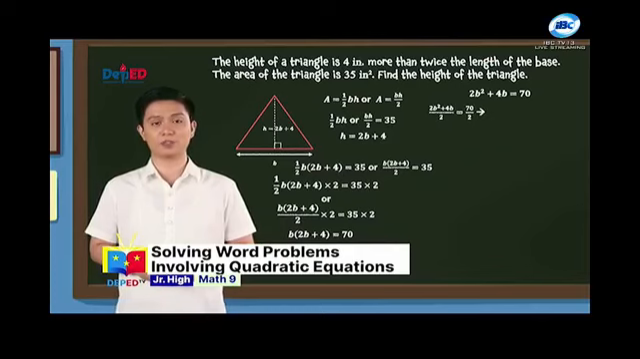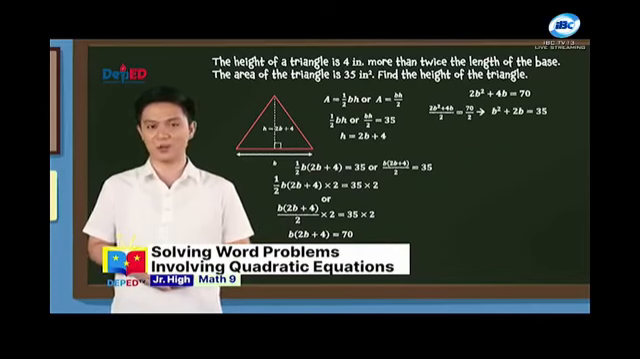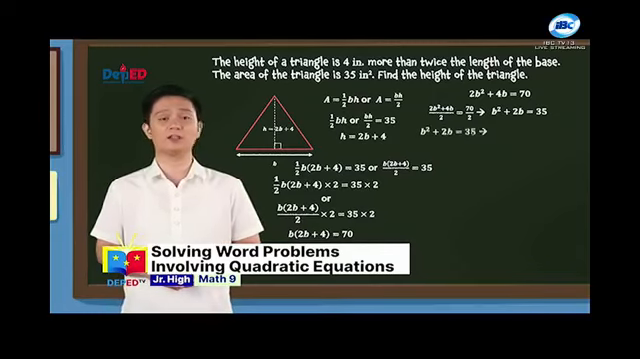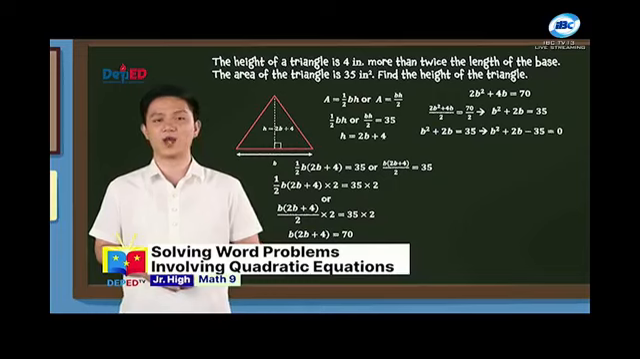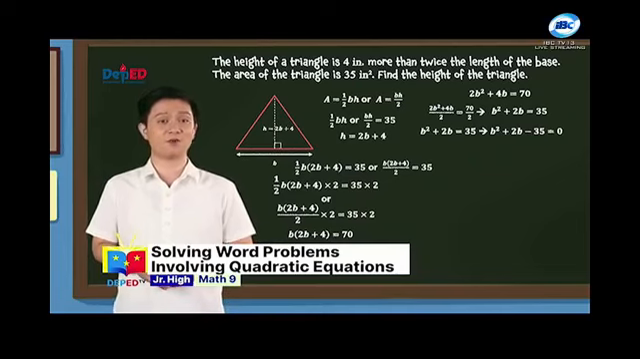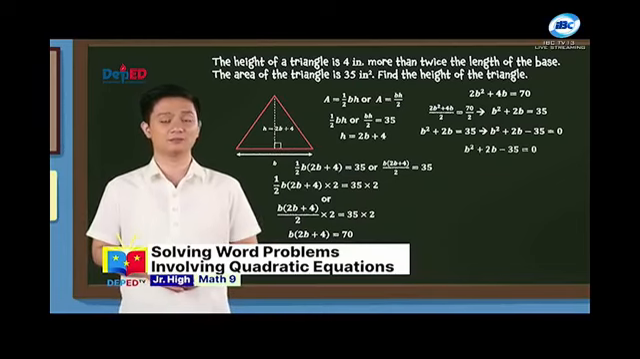So, dividing both sides of the equation by 2 should produce the equation b squared plus 2b equals 35, which can be written in standard form as the equation b squared plus 2b minus 35 equals 0. And this equation can be solved also by factoring.